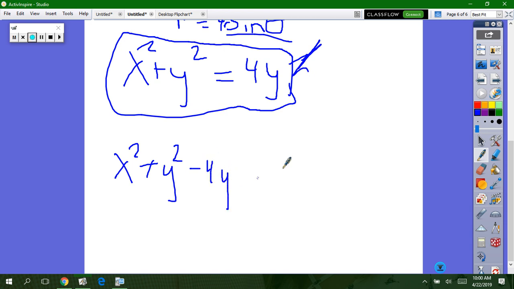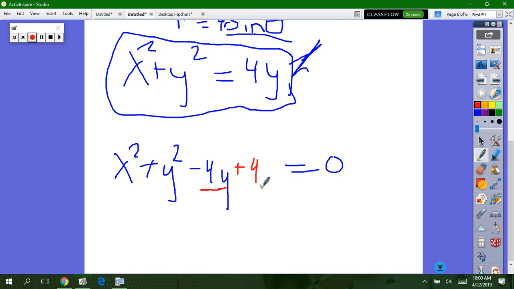How many of you guys remember how to complete the square? What do I need to do? Does anybody remember? You take this value and what do you do to him? You cut him in half. Half of -4 is -2. Then we take that and we square it, and that's a +4.